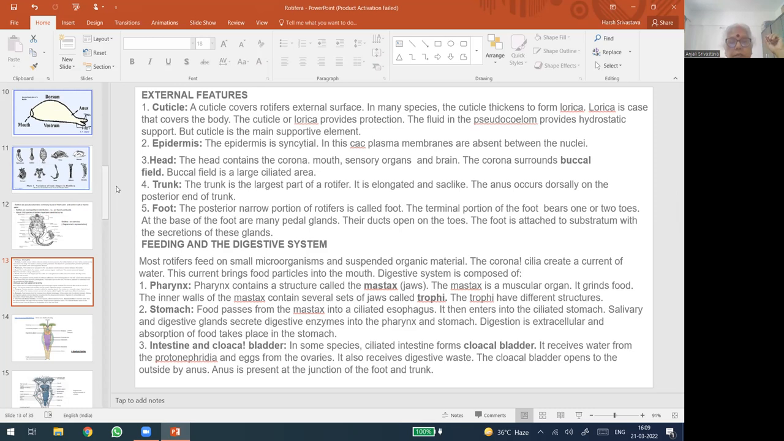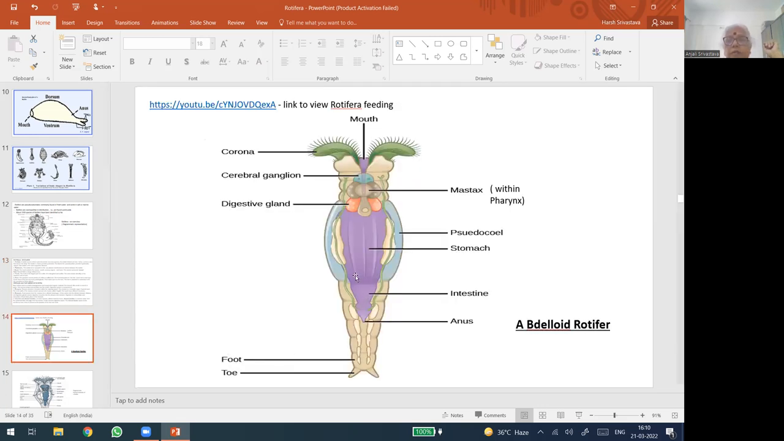Now the stomach is a swollen part of the digestive system. Food enters into the ciliated stomach. Salivary and digestive glands secrete digestive enzymes into the pharynx and stomach. Digestion is extracellular and absorption of food takes place in the stomach. Then there is the intestine and the cloacal bladder. In some species, the ciliated intestine forms the cloacal bladder. It receives water from the protonephridia and eggs from the ovaries. It also receives digestive waste. The cloacal bladder opens to the outside by the anus. The anus is present at the junction of the foot and trunk. So this is the generalized structure.